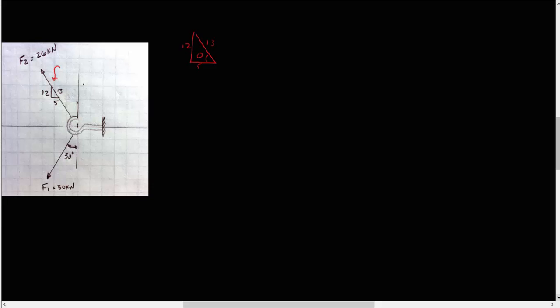I could solve for theta. If I wanted to solve for theta here, I could use sine, cosine, or tangent on any of these. If I used tangent, theta would be equal to the opposite over the adjacent. So theta would be equal to the arctangent of 12 over 5. If I throw that into my calculator, I get 67.3, or we'll call it 67.4 degrees.